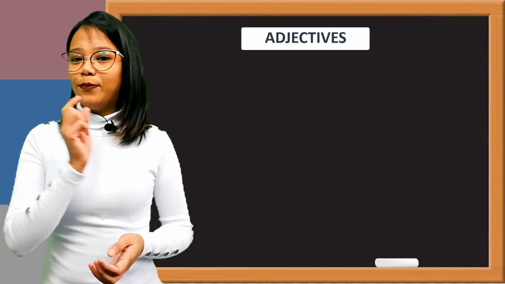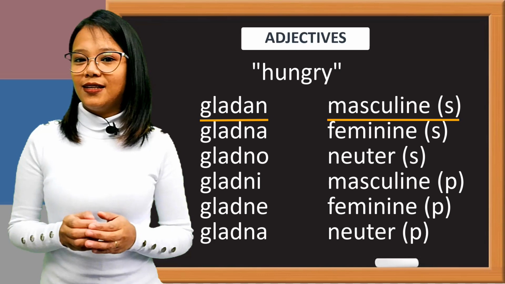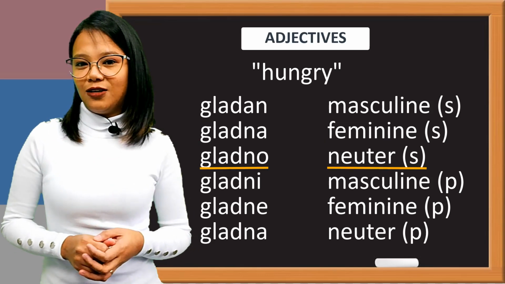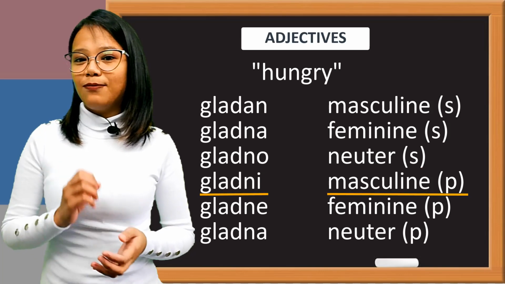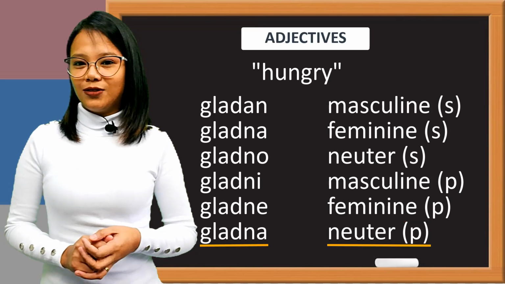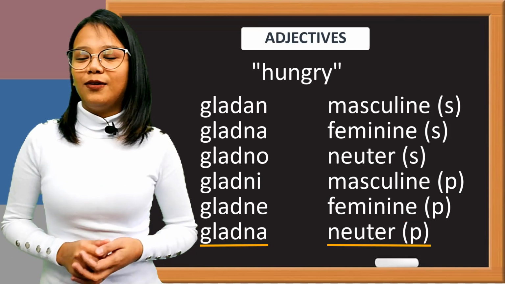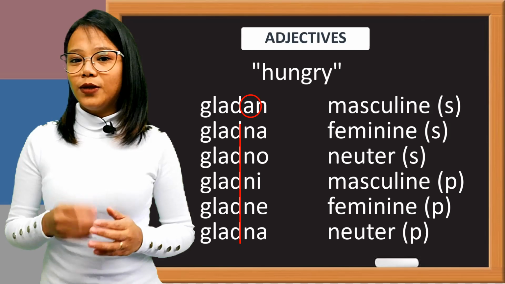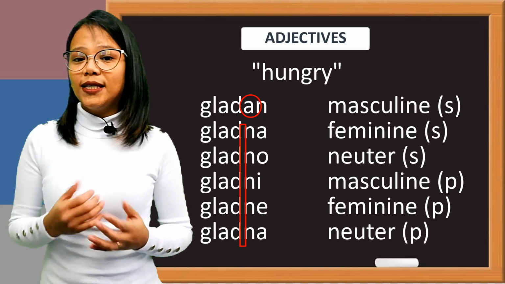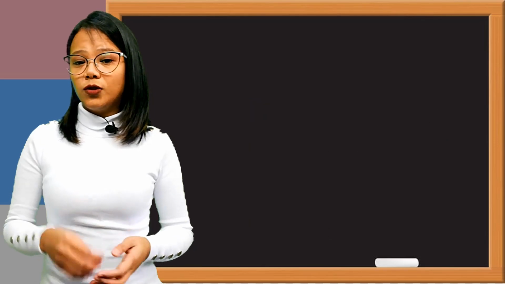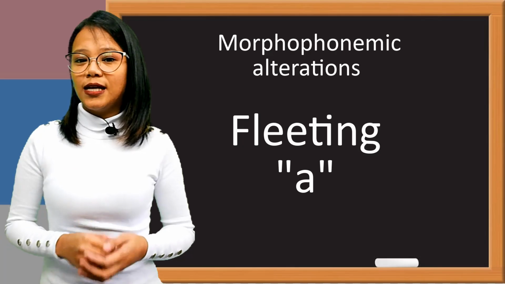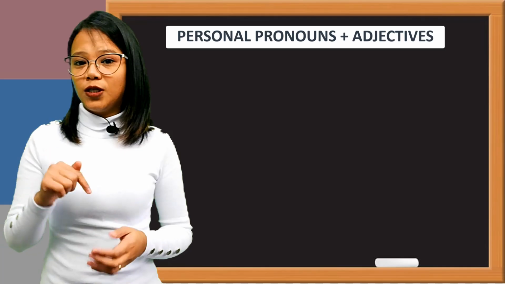Let's take this example: hungry. Gladan is the masculine singular. Gladna is the feminine singular. Gladno is the neuter singular. Gladni is the masculine plural. Gladne is the feminine plural. Neuter plural is gladna. As we notice, we omit the a in the rest of the genders. Gladna, gladno, gladni, gladne. Why is that? It's actually what we call the fleeting a, one of the morphophonemic alterations. I put the link in the description about it.